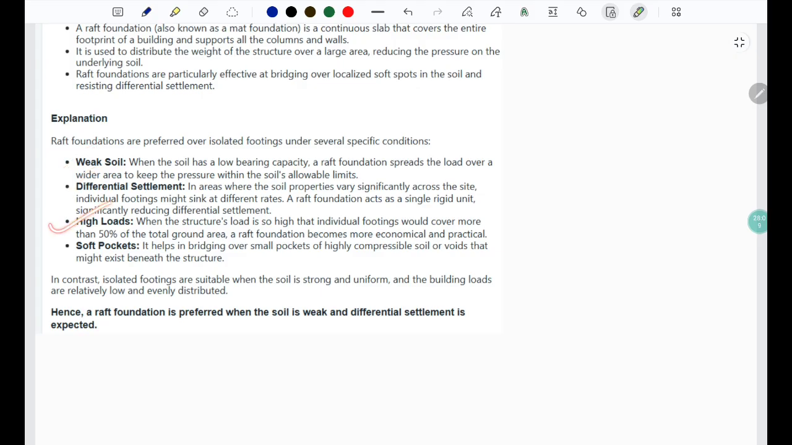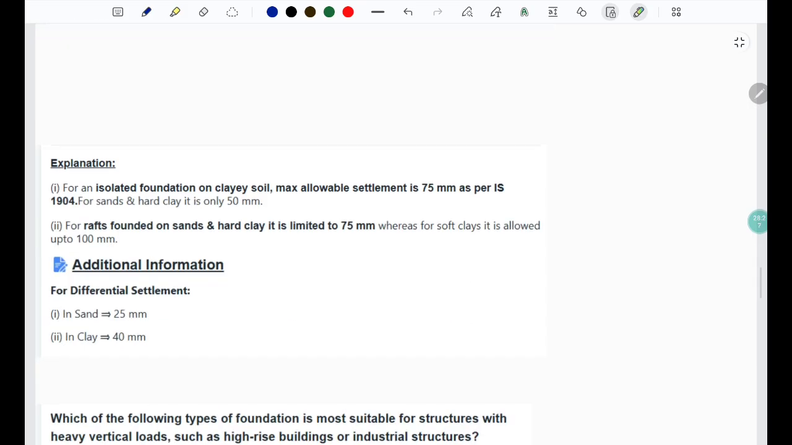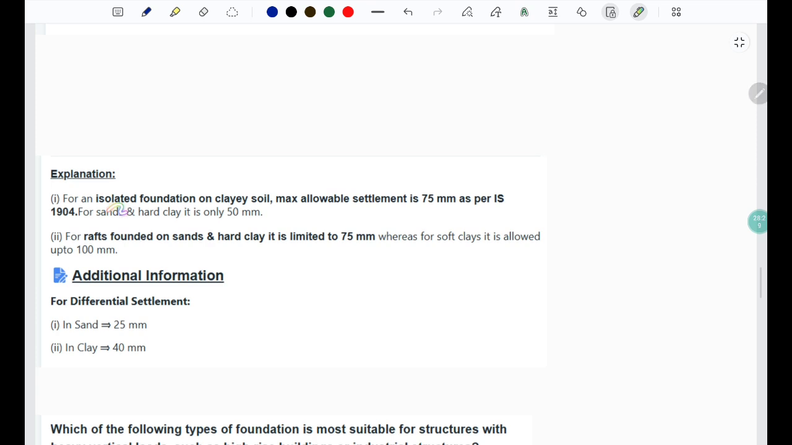High loads, soft pockets. Then comes another question which says, during design of the raft foundation according to the IS code, what is the maximum settlement in sand and hard clay for RCC structure? For this question the answer is 75 mm. It says that for an isolated foundation on clay soil, maximum settlement is 75 mm as per IS 1904, and for sands and hard clay it is only 50 mm. For raft it is limited to 75 mm.